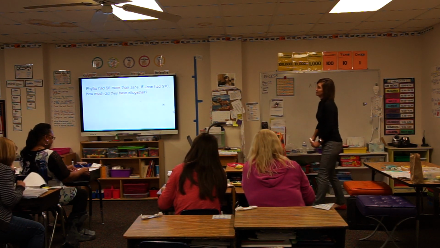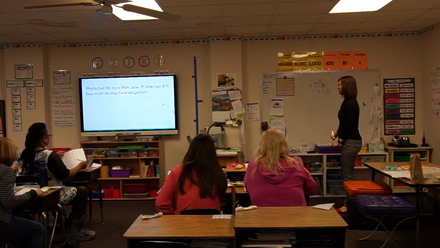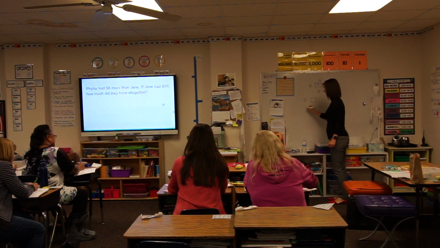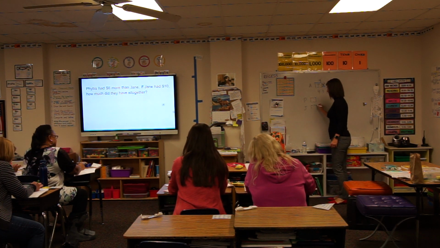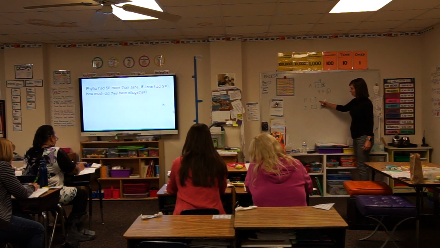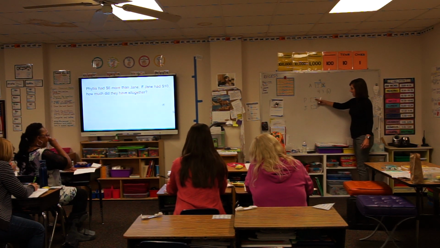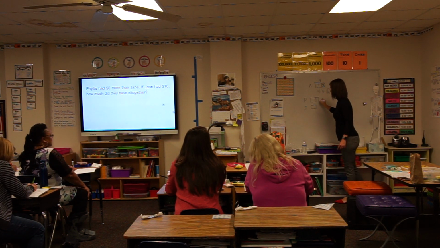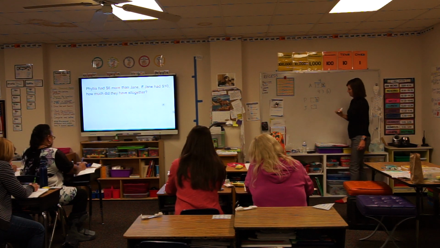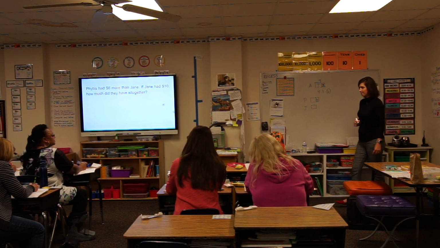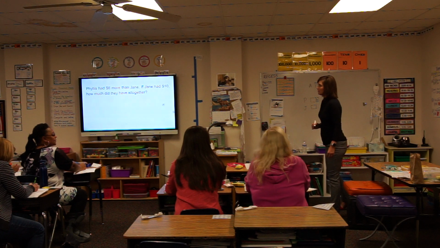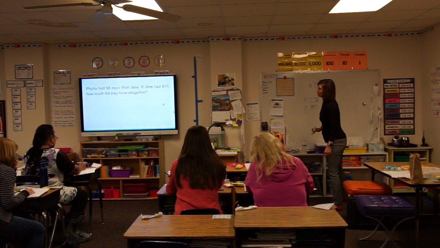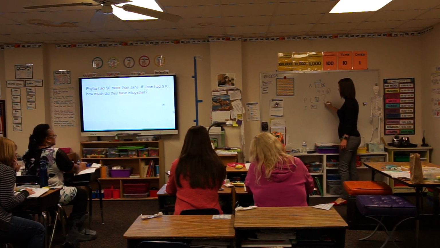Phyllis has $6 more than Jane. Here's a new one. Well, here's Jane. This is just from the first sentence. Here's what I know. There are 2 people, and they have some money, and Phyllis has $6 more than Jane, right? If Jane had $10, how much did they have all together?